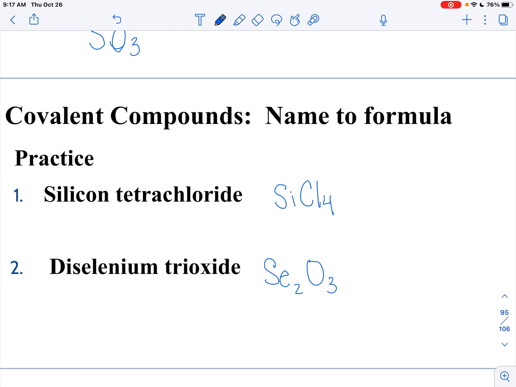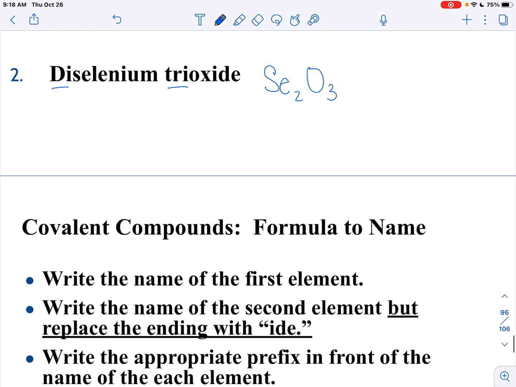There you go. Honestly, just make sure you're not crisscrossing and you should be good to go. Meaning that don't put like the di, the 2 on oxygen, and the tri, the 3 on selenium. Keep the prefix with the element.